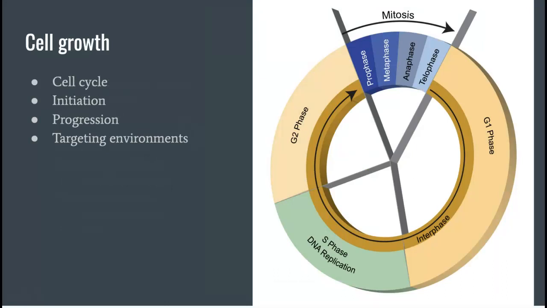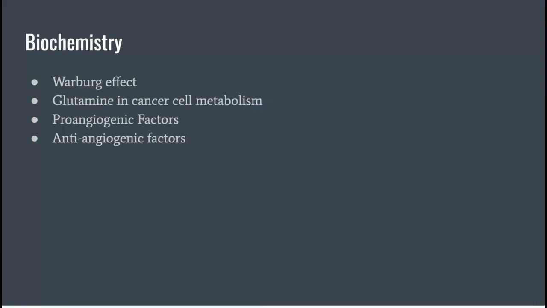So cell growth, there are four main phases. It starts at G1 and goes to the S phase, to the G2 phase, to mitosis, which is prophase, metaphase, anaphase, and telophase. And then there's initiation, progression, and target environments that influence cell growth. In tumors and other proliferating or developing cells, the rate of glucose uptake dramatically increases, and lactate is produced, even in the presence of oxygen and fully functioning mitochondria. This is known as the Warburg effect.